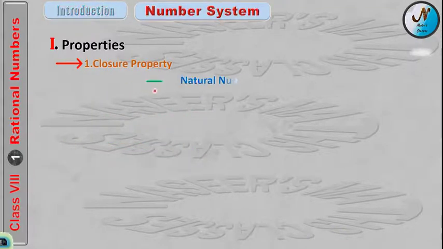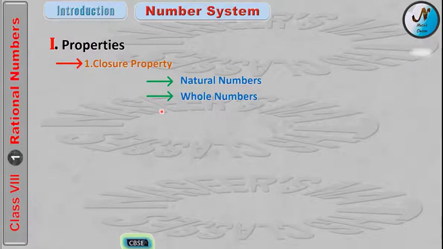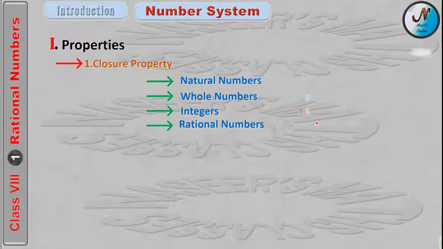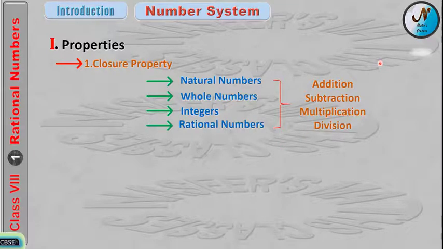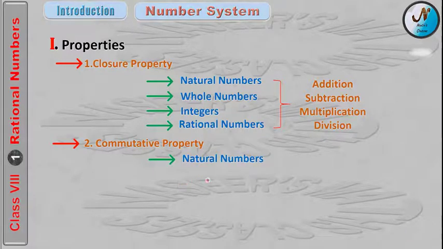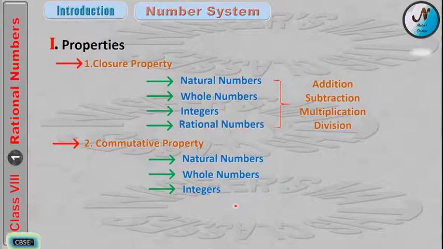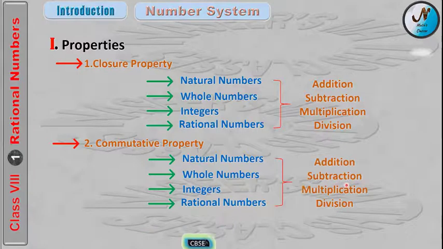We learn the closure property of natural numbers, whole numbers, integers and rational numbers with respect to the 4 basic arithmetic operations: addition, subtraction, multiplication and division. Next, the commutative property, also for natural numbers, whole numbers, integers and rational numbers with respect to the four basic arithmetic operations: addition, subtraction, multiplication and division.